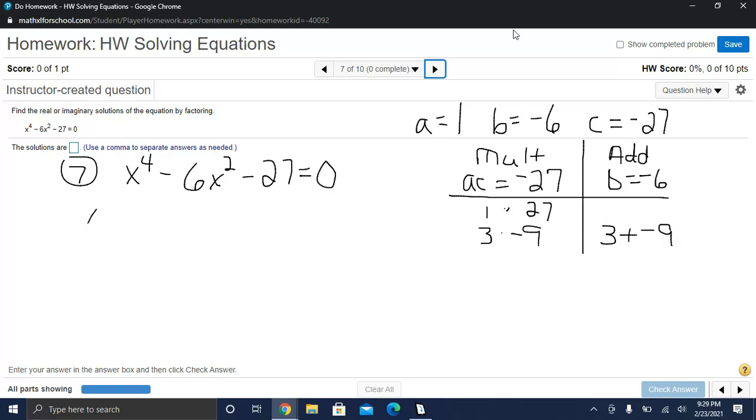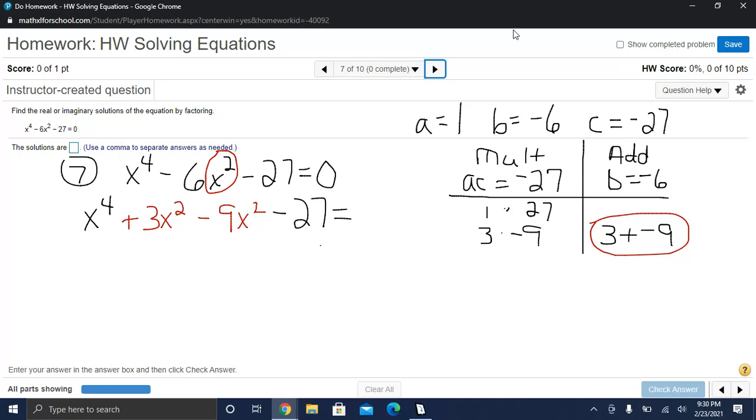Now, the difference on this problem is I have an x to the fourth, and in the middle, when I use my numbers that I've thought about, I need to put x squared with my numbers. So plus 3x squared minus 9x squared, and then go ahead and bring down that last number, minus 27, equals 0. And then we'll do this cut line.